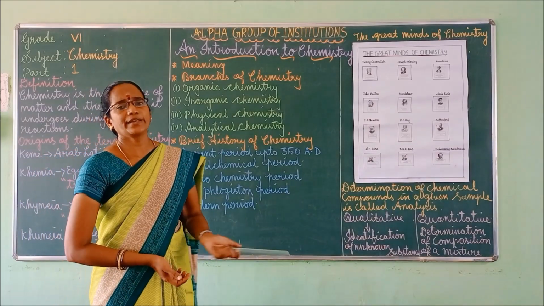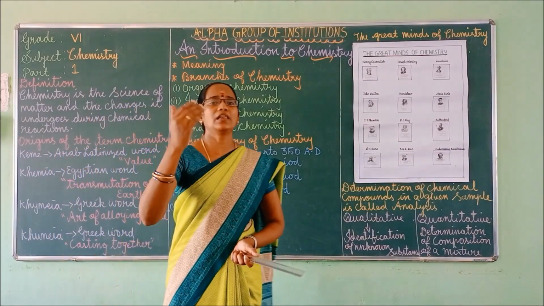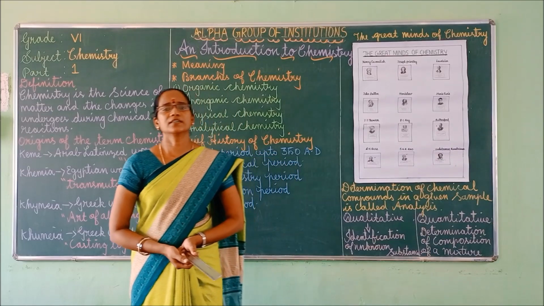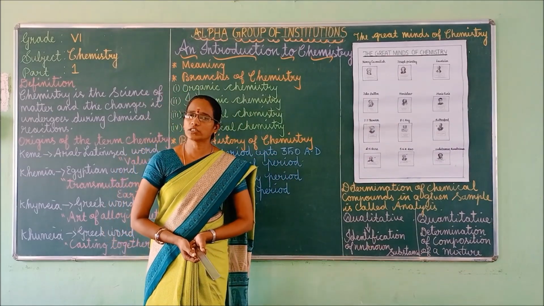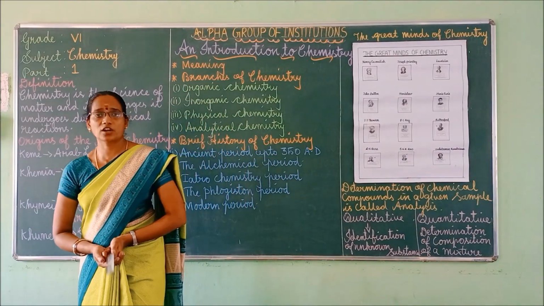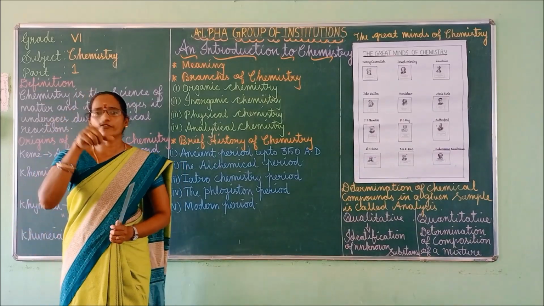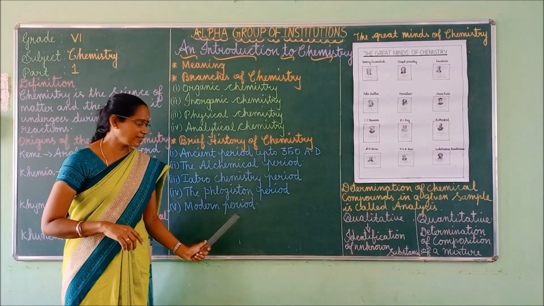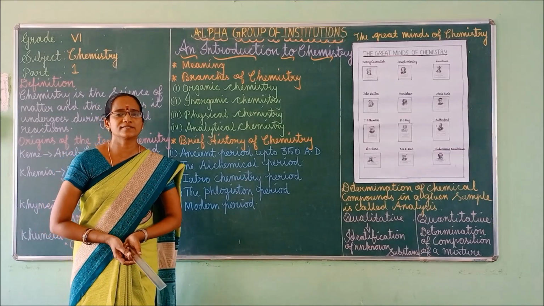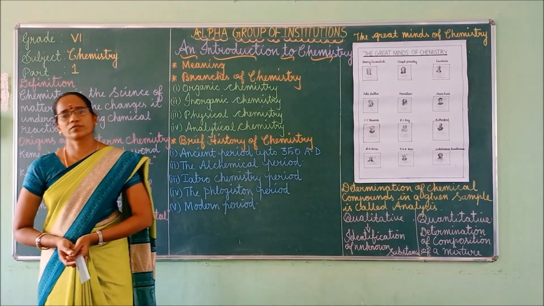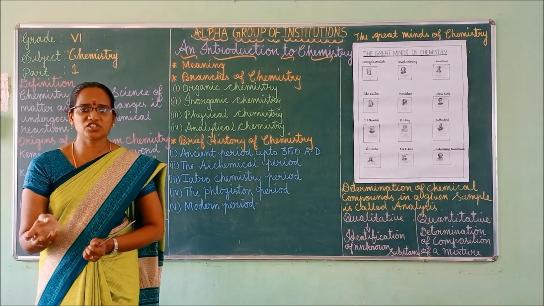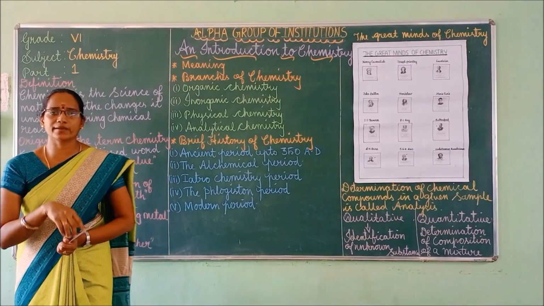The modern period started with Lavoisier, who is considered the father of modern chemistry. Robert Boyle, I told you before, is also considered the founder of modern chemistry. Whereas in the modern period, Lavoisier is considered the father of modern chemistry. Robert Boyle, founder of modern chemistry.